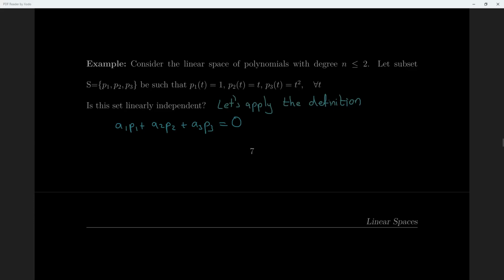So I would like to emphasize one thing, that this is the zero vector of the vector space, right? So this is 0_V. This is actually the zero polynomial. So we're in the function space, and it is the function that takes the value 0 for all values of t. That is the zero polynomial. Okay. So let me write it down more explicitly as a1 p1 of t plus a2 p2 of t plus a3 p3 of t should be equal to the zero polynomial. So this is the zero polynomial of t for all t. Okay.